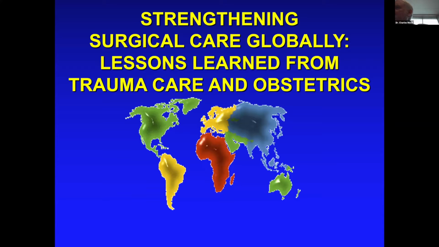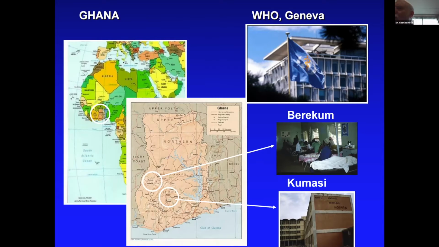I would like to discuss ways that we could improve surgical care worldwide, especially focusing on highest need areas. And I'll start by giving some examples from fields that I think have done this well, especially obstetrics, making maternal care safer, and to some extent trauma care. I will emphasize the role of the World Health Organization, where I previously worked for 3 years. And I'll also mention some examples from my own experiences working as a surgeon in Ghana for 4 years, 2 years in a rural area, Brakum, and 2 years in an urban area, Kumasi.